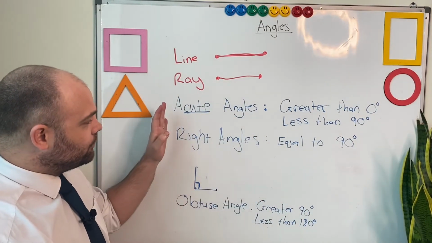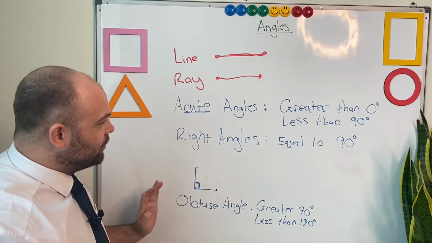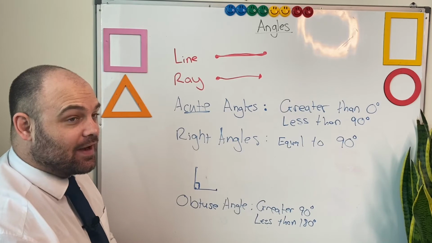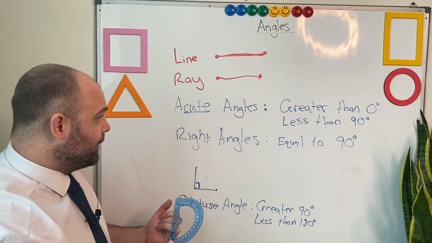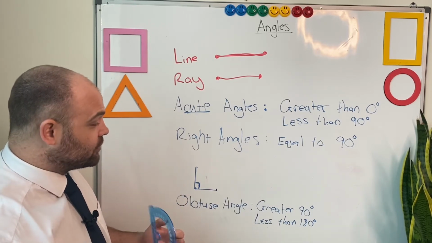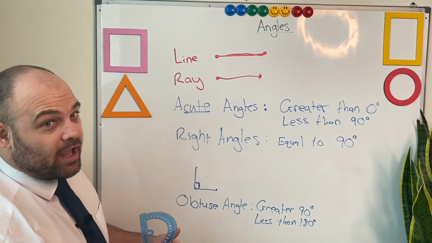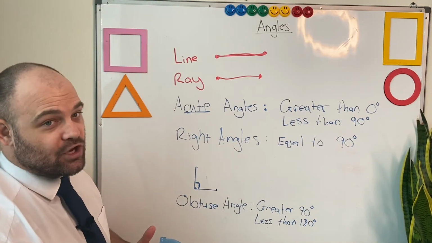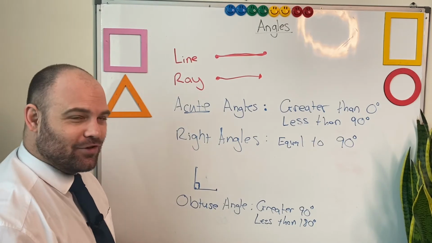So for now, we just need to know what each of these things are, and we need to be able to identify angles that are acute angles, right angles, obtuse angles. We need to be able to draw our own angles using a protractor, and we need to be able to measure angles using a protractor.